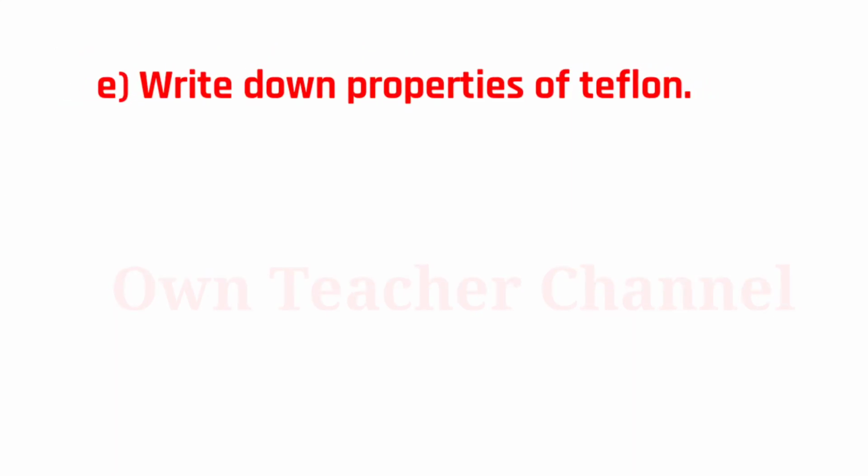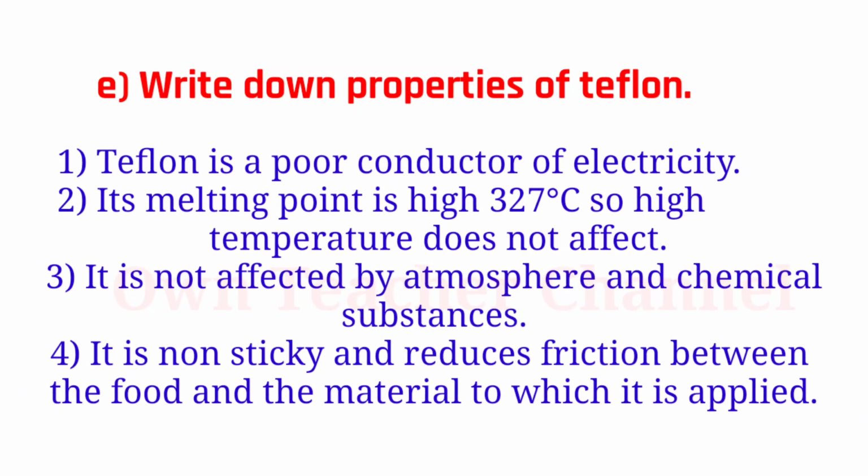E. Write down properties of Teflon. 1. Teflon is a poor conductor of electricity. 2. Its melting point is high, 327 degrees Celsius, so high temperature does not affect it. 3. It is not affected by atmosphere and chemical substances. 4. It is non-sticky and reduces friction between the food and the material to which it is applied.